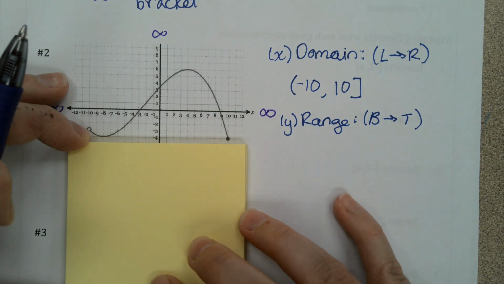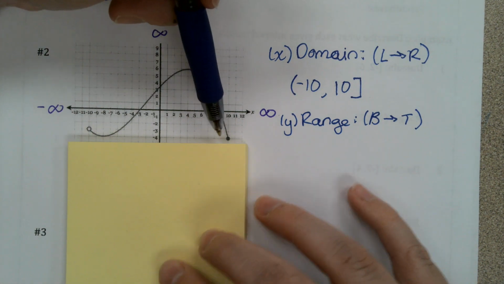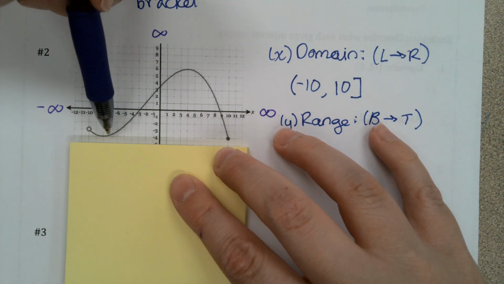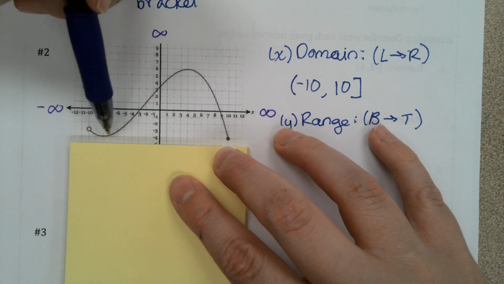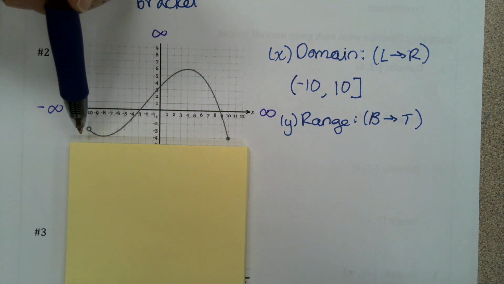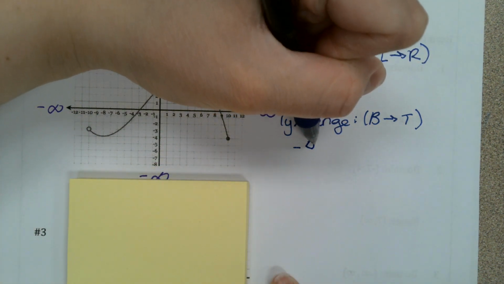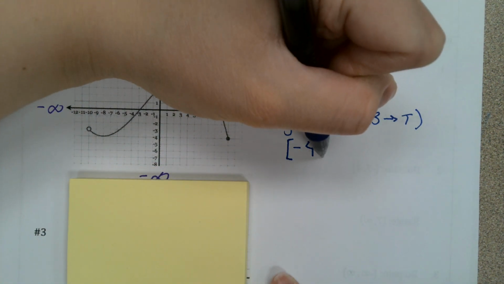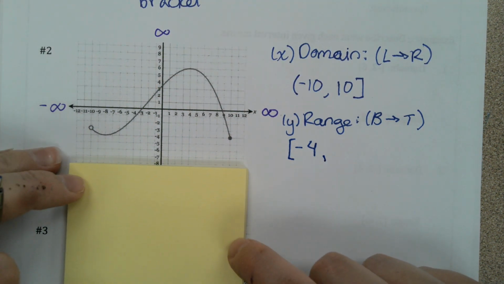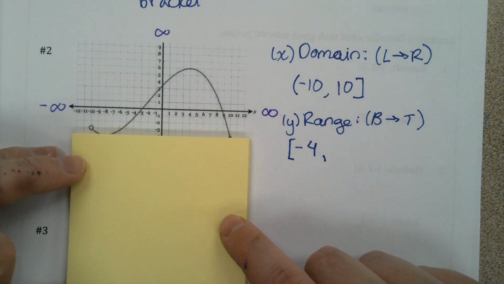Negative 4 is my first sign of a point. I've got a point here. And then I've also got this solid line here. Reminder, that also means it's closed. It's included. So the lowest point here is negative 4, and it gets a bracket. So I'm going to keep following it.